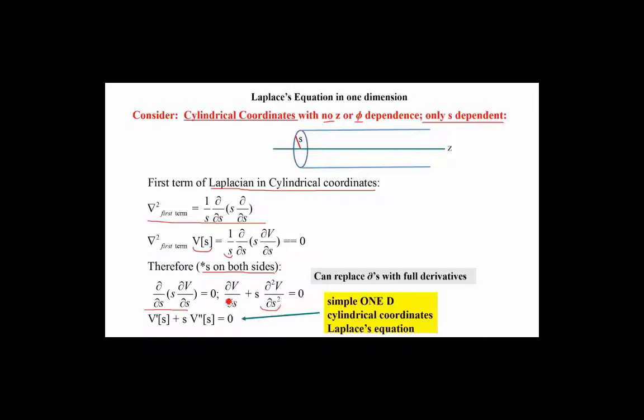Putting that in terms of full derivatives, because this only depends on s, the partials are equal to the fulls, and so I can write it like this. We get v prime of s plus s v double prime of s equals 0. So let's look at finding a solution to this equation, and we're going to do that before we apply the boundary conditions.